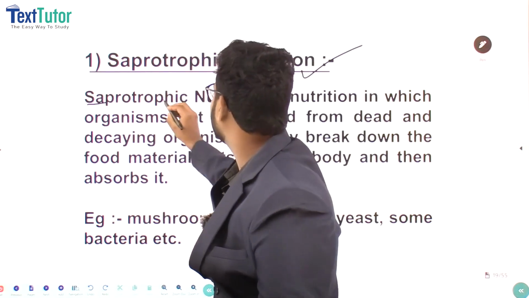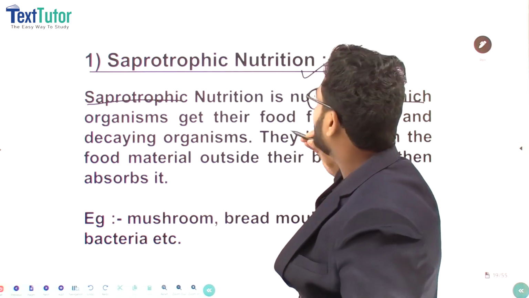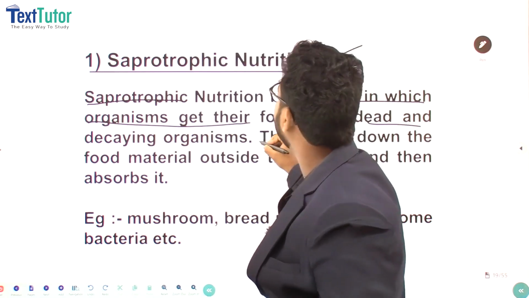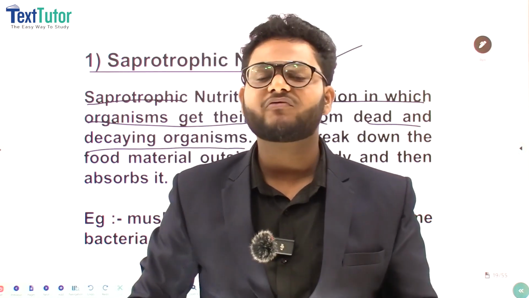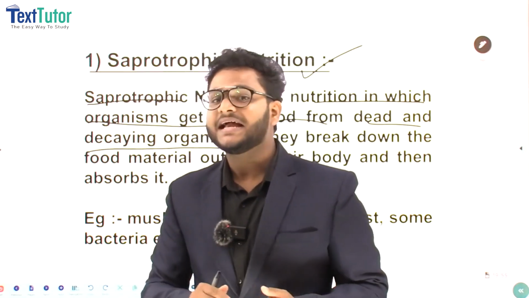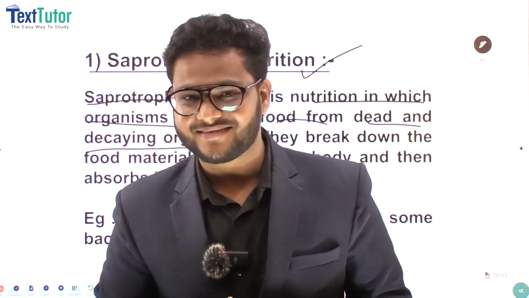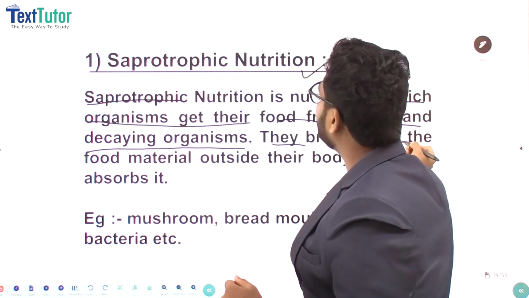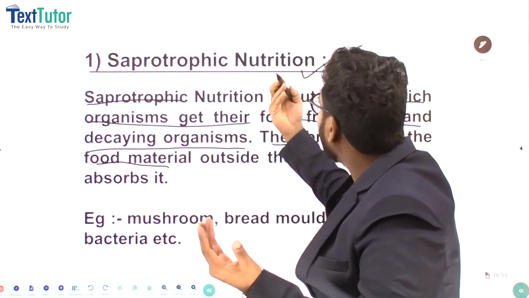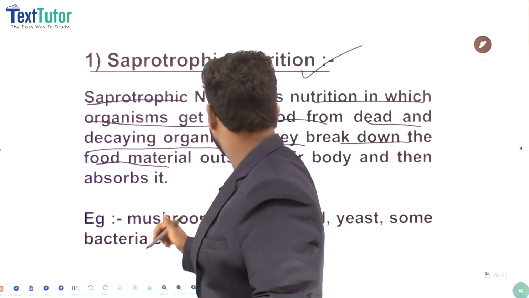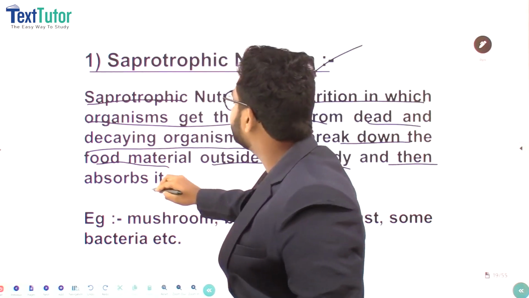So saprotrophic nutrition is a nutrition in which organisms get their food from dead and decaying organisms. They get their food from dead and decaying organisms. I hope that is clear for you. So they break down the food material outside their body, and then they absorb it.